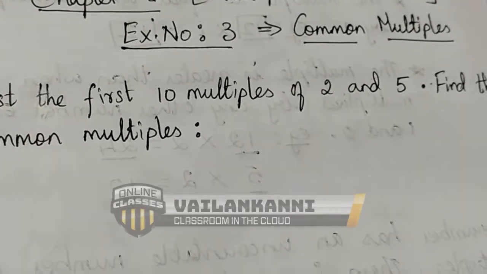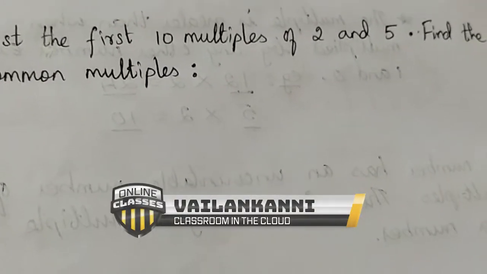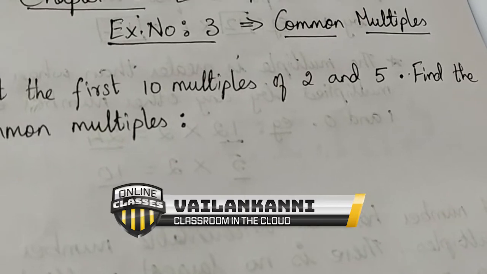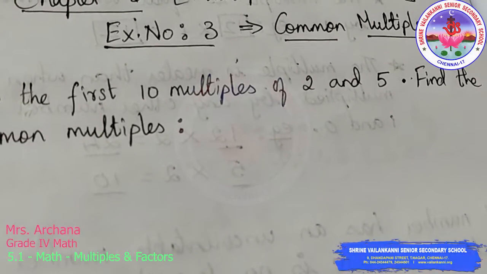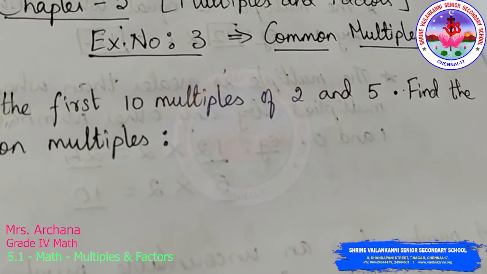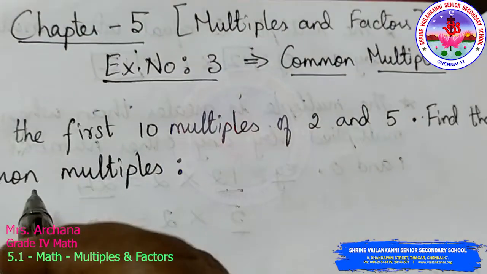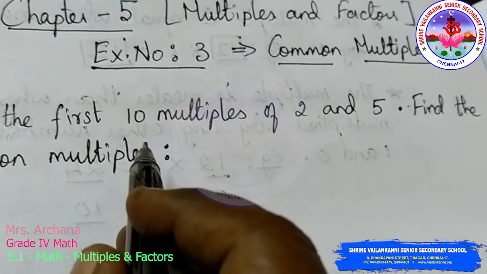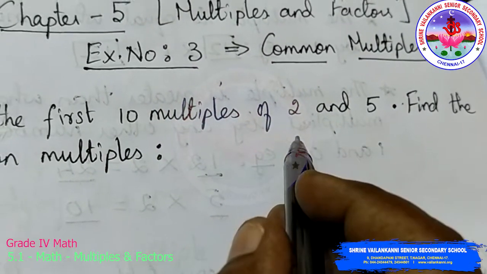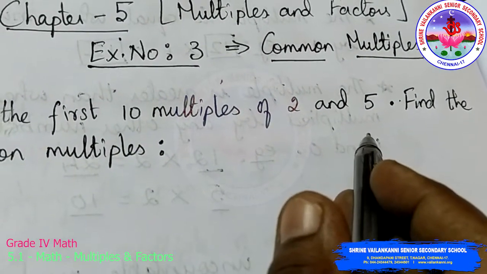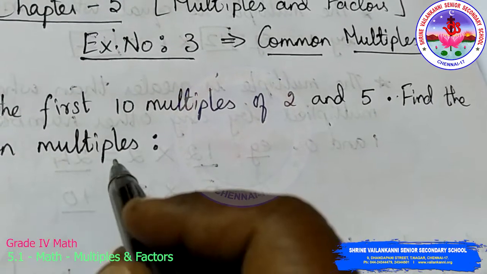Hi children. So today we are going to continue with chapter 5, exercise 3. Under multiples and factors we are going to see how to find the common multiples. For the example I have taken a sum, that is, list the first 10 multiples of number 2 and 5. Find the common multiples.